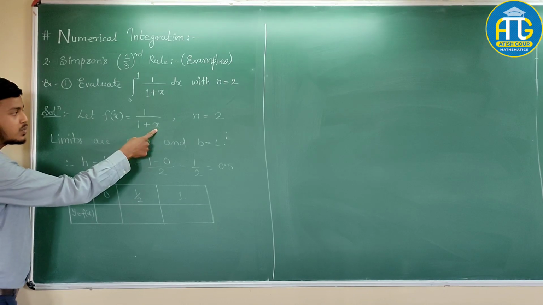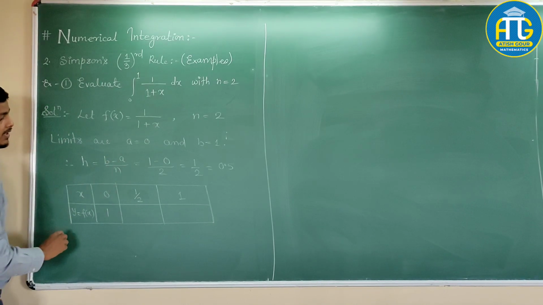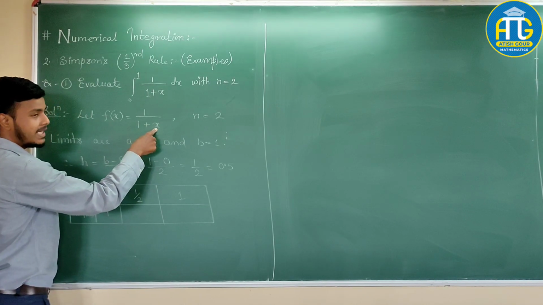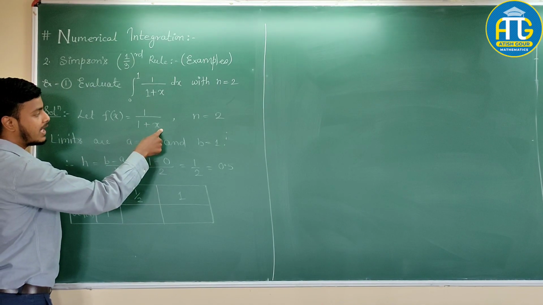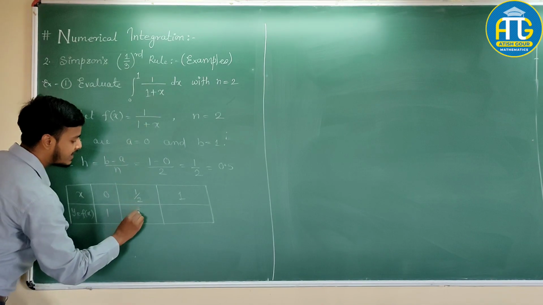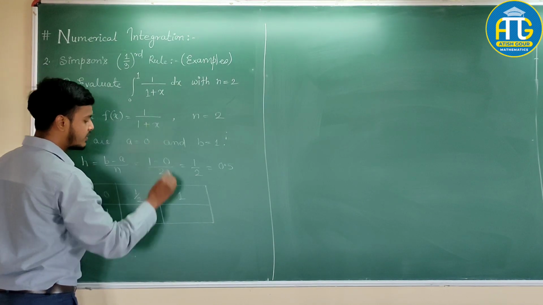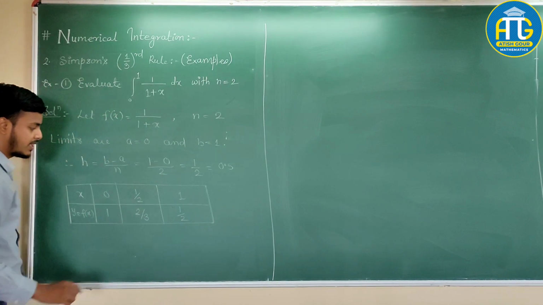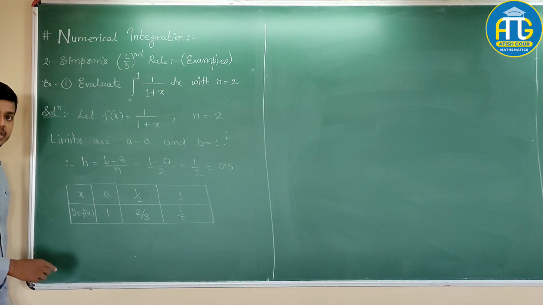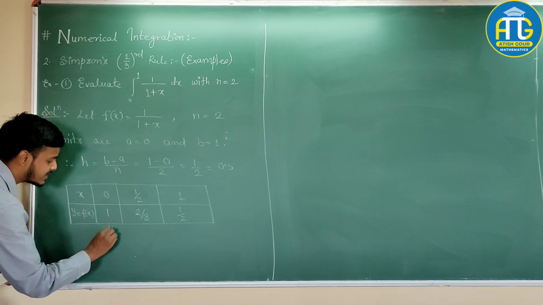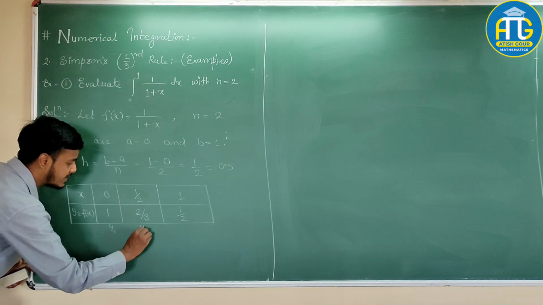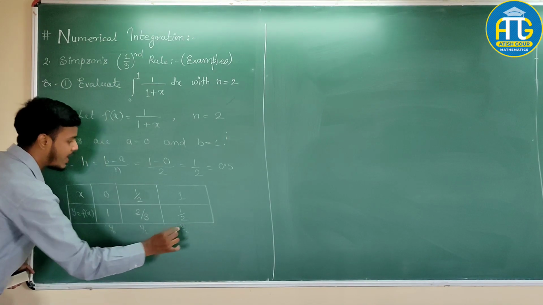Substitute x equal to 0, you will get 1. Put x equal to 1 by 2, this is 1 plus 1 by 2, that's 3 by 2, so it would be 2 by 3. Substitute x equal to 1, you would get 1 by 2. After making the table, you need to name the values. Say this is y0, this is y1, and this is y2.